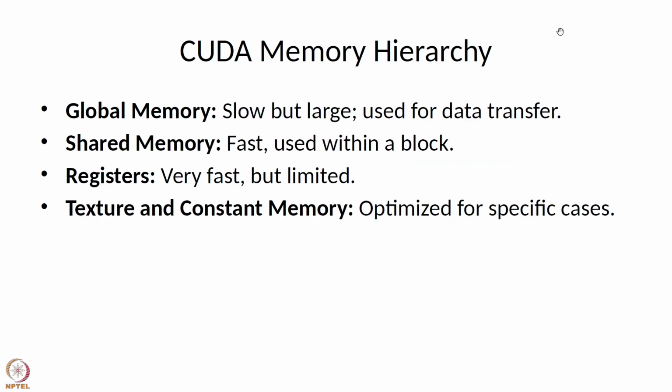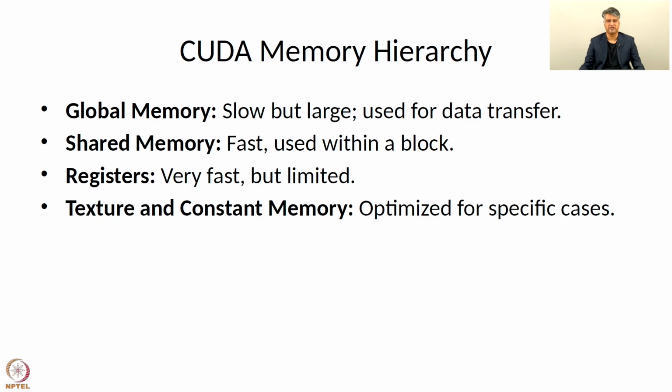We also need to understand what the CUDA memory hierarchy is. The global memory is large, which is slow, and is used for transferring data between the host and the GPU. Shared memory is used within a block of threads. It's extremely fast. You can think of it similar to a CPU cache. And then finally, you have registers at the SMP level, which is very fast but very limited.